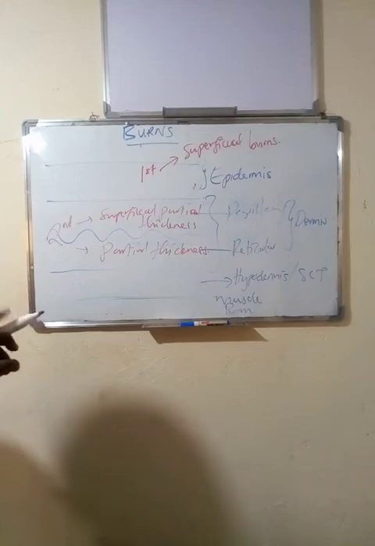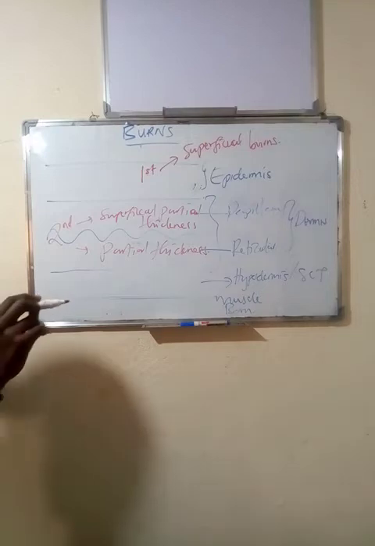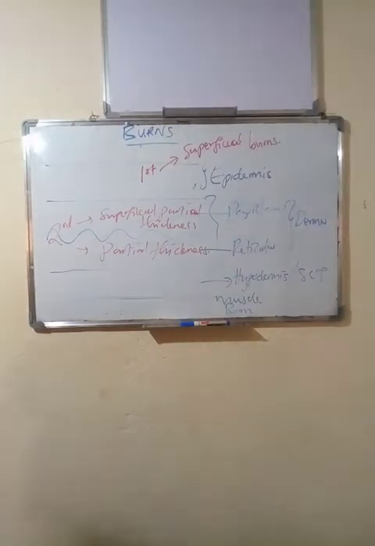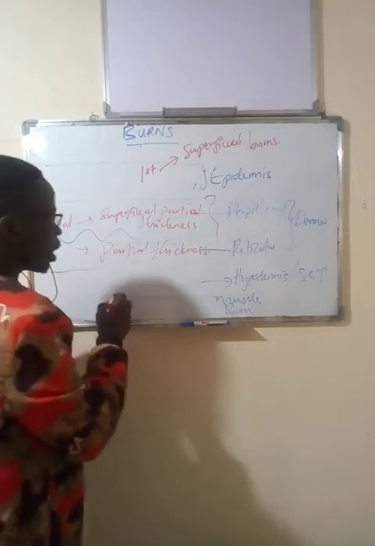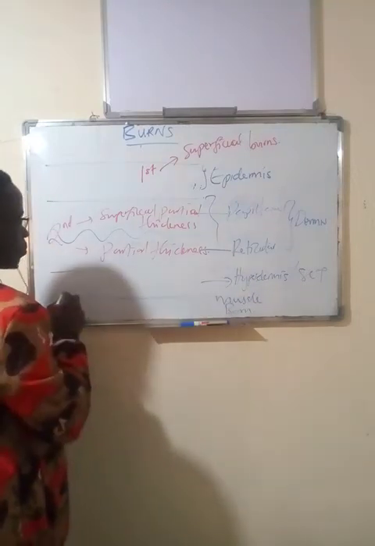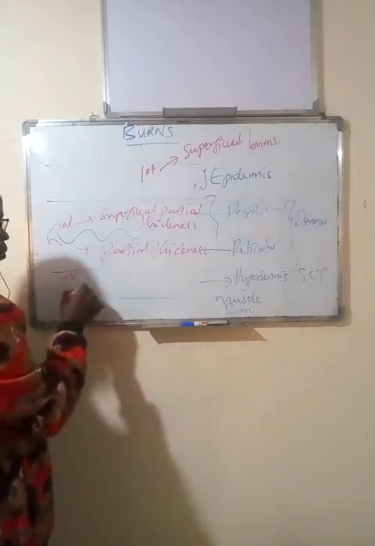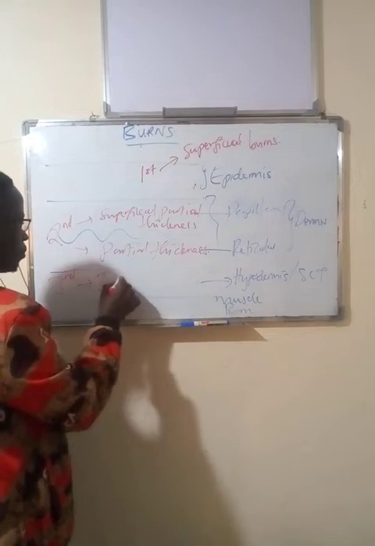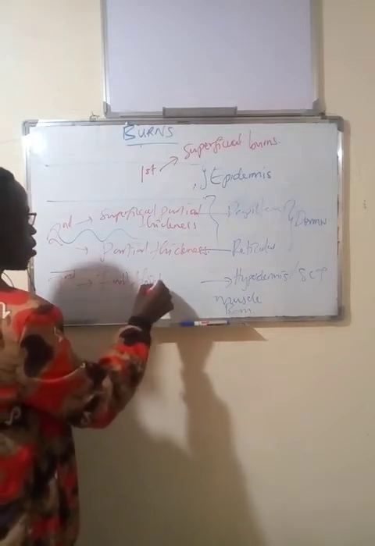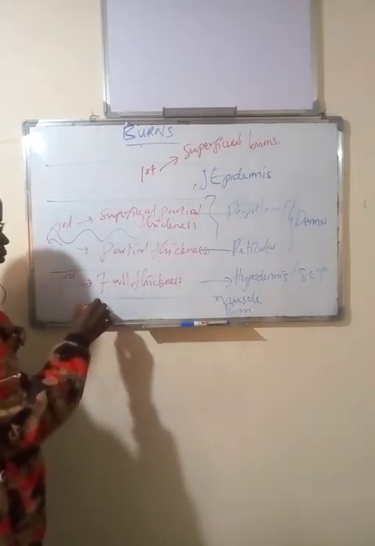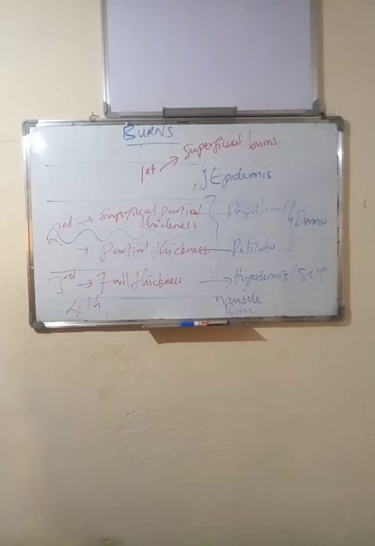Now, I want to mention this. In other literature, you'll find that when it goes up to the dermis, sometimes it will just be called the superficial partial thickness burns. Then, up to the hypodermis, if it is involving the subcutaneous tissue, this is third degree, and this is called full thickness burns. And then we have fourth degree, which is going up to muscle or bone.